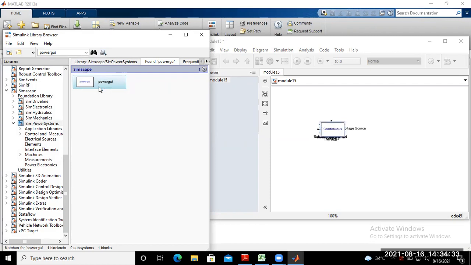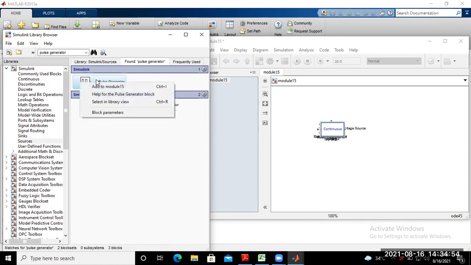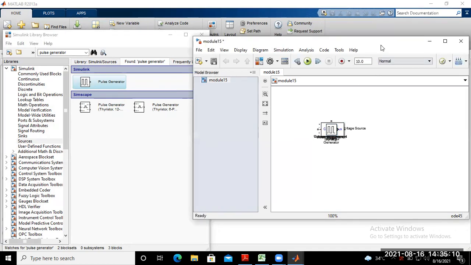The next one more component required is the pulse generator. Okay. So just type here pulse generator and search. So pulse generator is available here. Now just click on this one and just simulate the circuit.